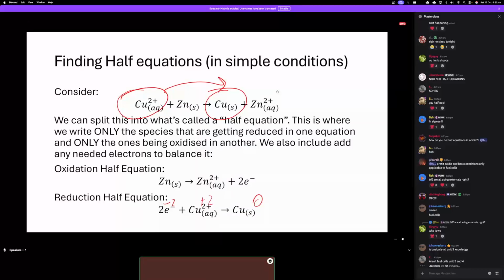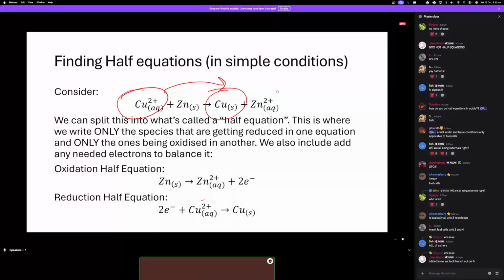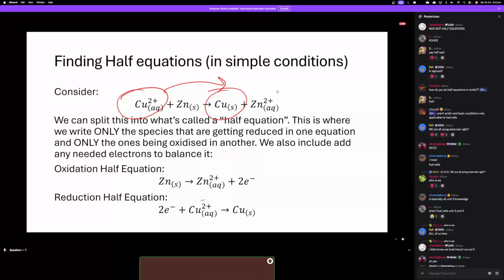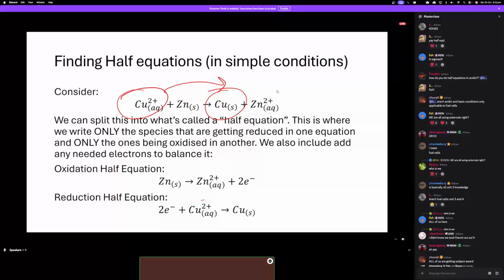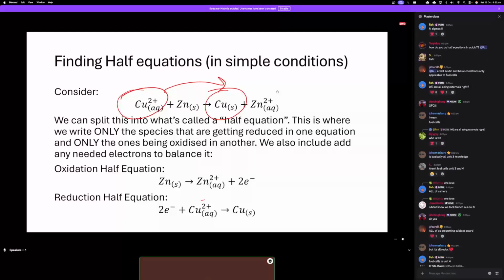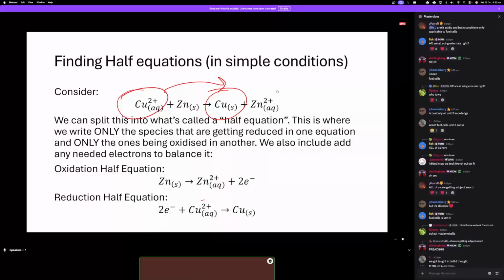Galvanic and electrolytic cells, I believe, are unit 3. Fuel cells, I think, are unit 4. I don't know why. I think my school taught it in unit 3 as well. It's all redox. Yeah, I don't know. Anyway.